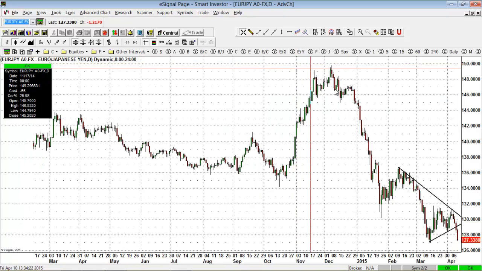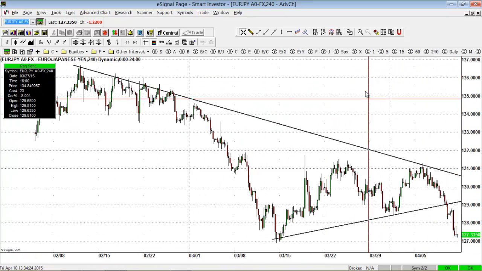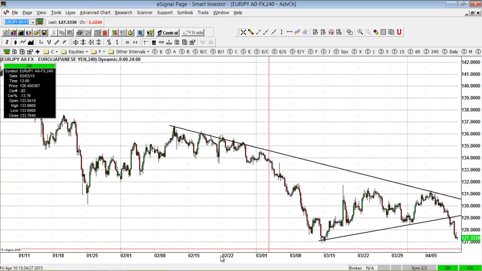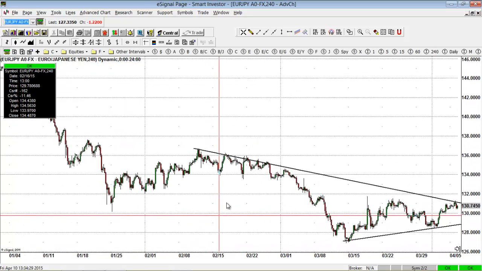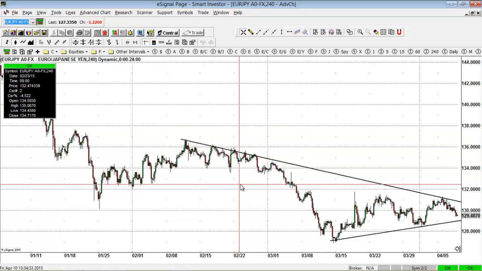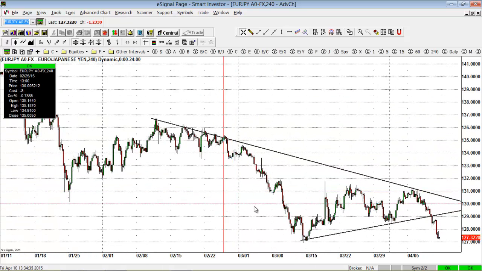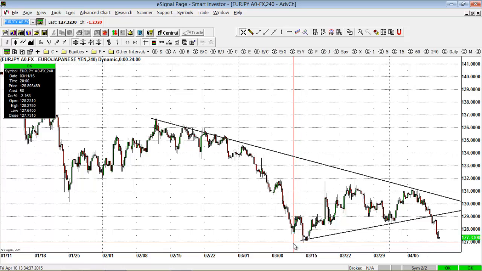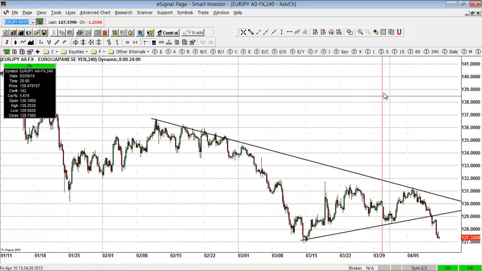Looking at the euro yen, we see that the market broke out of a triangular consolidation. As you can see, these are the boundaries of the triangle, and the market broke down below this triangle, now challenging the 127 low in the euro yen.